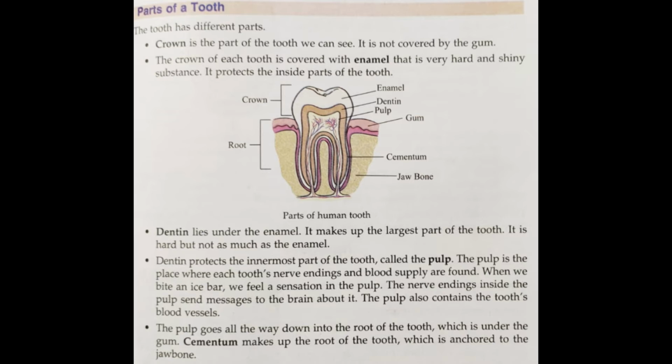Third, dentine. Dentine lies under the enamel. It makes up the largest part of the tooth and it is hard, but not as hard as the enamel. Fourth, dentine protects the innermost part of the tooth, which is called pulp. The pulp is the place where each tooth's nerve endings and blood supply are found. The pulp goes all the way down into the root of the tooth, which is under the gum. Cementum makes up the root of the tooth, which is anchored to the jawbone.